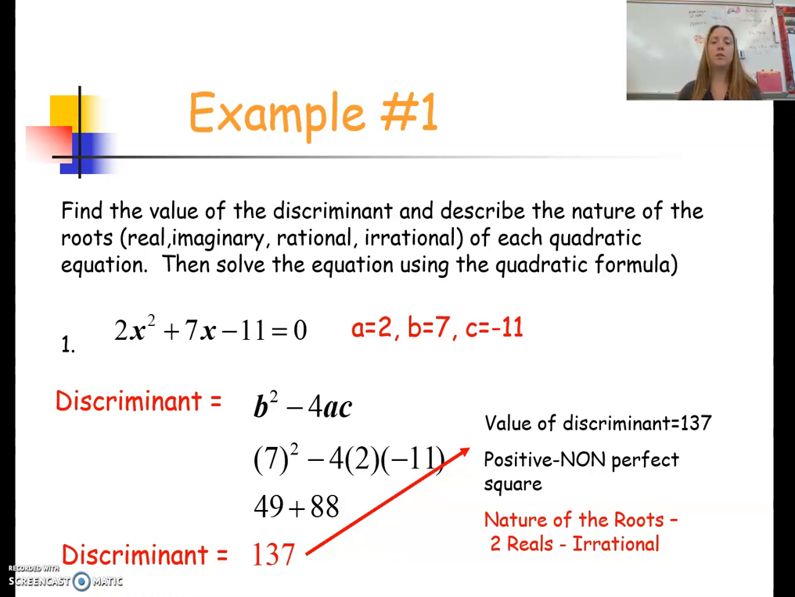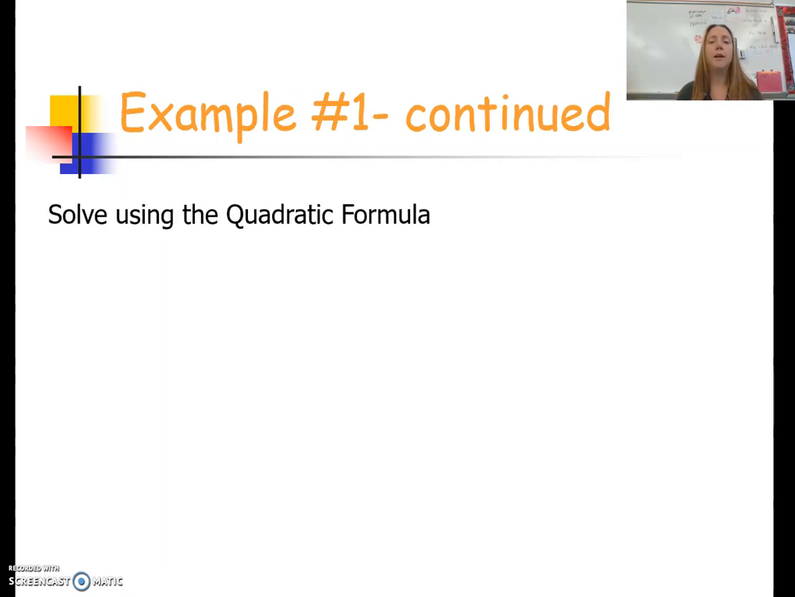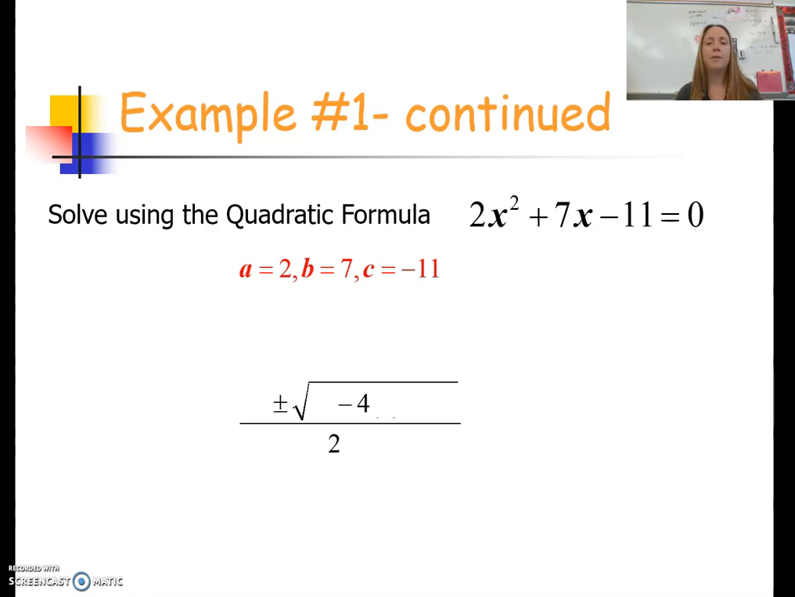Okay, so the answer will have a square root of 137 in the answer. Okay, if it can simplify, then do that. All right, so let's keep going with that and actually solve the quadratic. So we have 2x squared plus 7x minus 11.